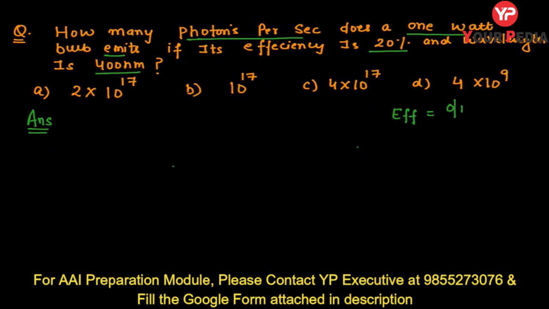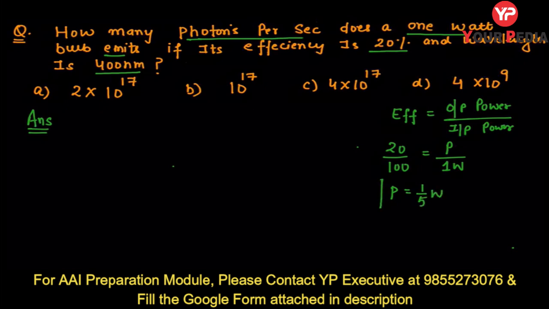So efficiency means output power divided by input power. So I can write 20 upon 100. So what will be output power and input power? It is taking 1 watt. The rating is 1 watt. So this power will be 1 by 5 watt. Is it clear? As you can see, out of 1 watt, only 20% it is emitting in the form of light. Efficiency is 20%, means 1 by 5.